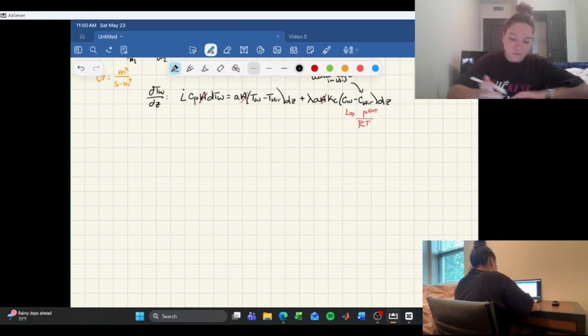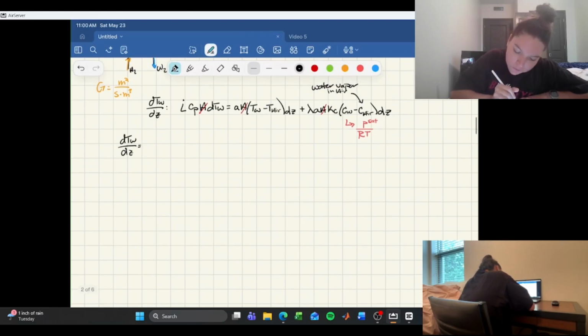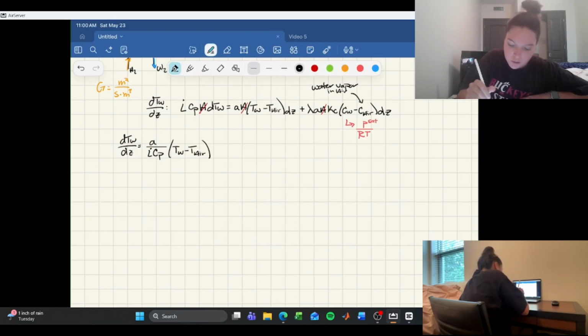So we're going to get the change in temperature of the water with respect to position is going to be equal to the packing divided by the liquid flow rate times the heat capacity times the temperature of the water minus the temperature of the air. And then we divided by the dz to get that on the other side.